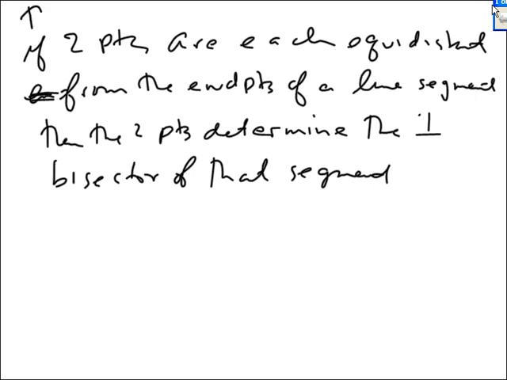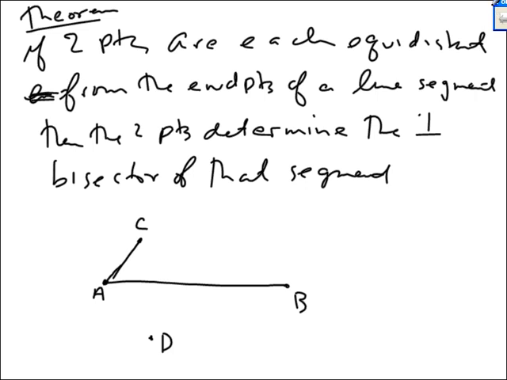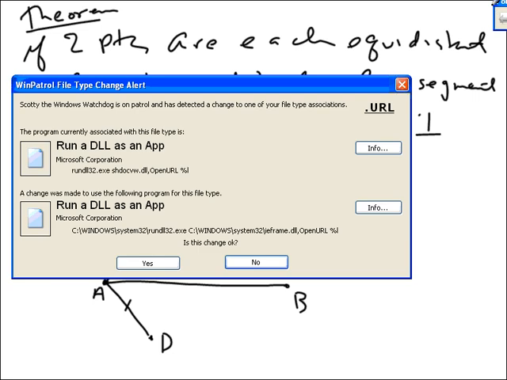Now, exactly what is going on here? What is this theorem really saying? 2 points are equidistant from the endpoints of a line segment. So here is a line segment AB. And 2 points are equidistant from the endpoints. Say this point and that point. What does that mean? Well, call this point C and D. The distance from C to A and C to D, they are equal.